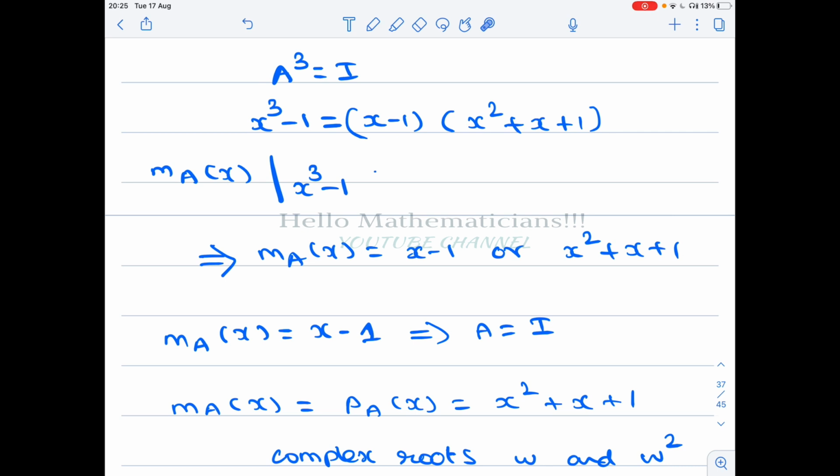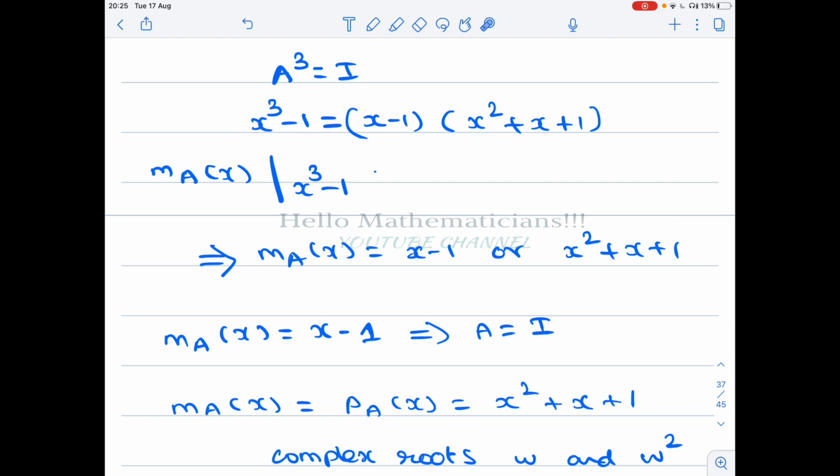Now, if A satisfies this polynomial, then the minimal polynomial of A will divide this polynomial. The minimal polynomial divides every polynomial satisfied by A. So this implies that the minimal polynomial of A should be either this polynomial or this polynomial, because these are the only two polynomials dividing this polynomial. The minimal polynomial cannot be equal to this polynomial because it is a 2 by 2 matrix.